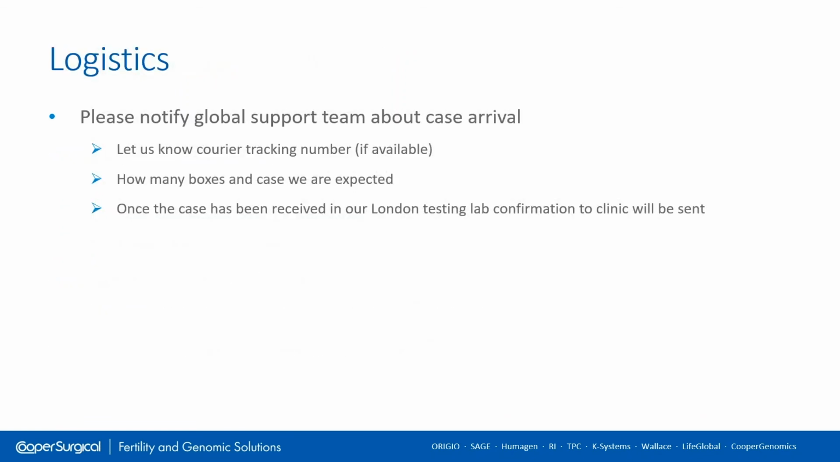Okay, so now your PGT-A, PGT-M or PGT-SR case has been completed in your laboratory and it's ready for shipment to us. We would kindly ask that if you already have the courier tracking number for your parcel, please email this to global support. Let us know how many boxes and how many cases we are expecting. Once the case arrives at our London laboratory for testing, our global support team will send you confirmation of the case arrival, that the case got to us safely.